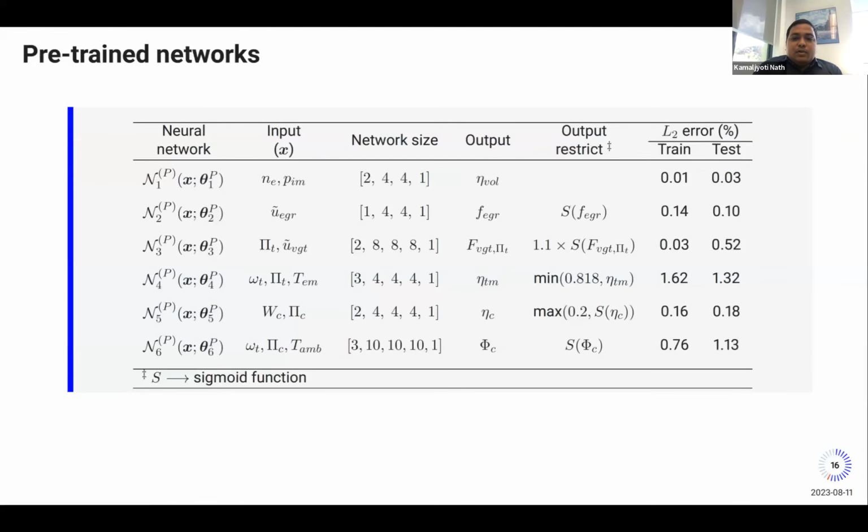Then these are the P-chain networks. These are very simple, data-driven models that are trained using these as the inputs for each network, and these are the 6 quantities for the empirical formula.